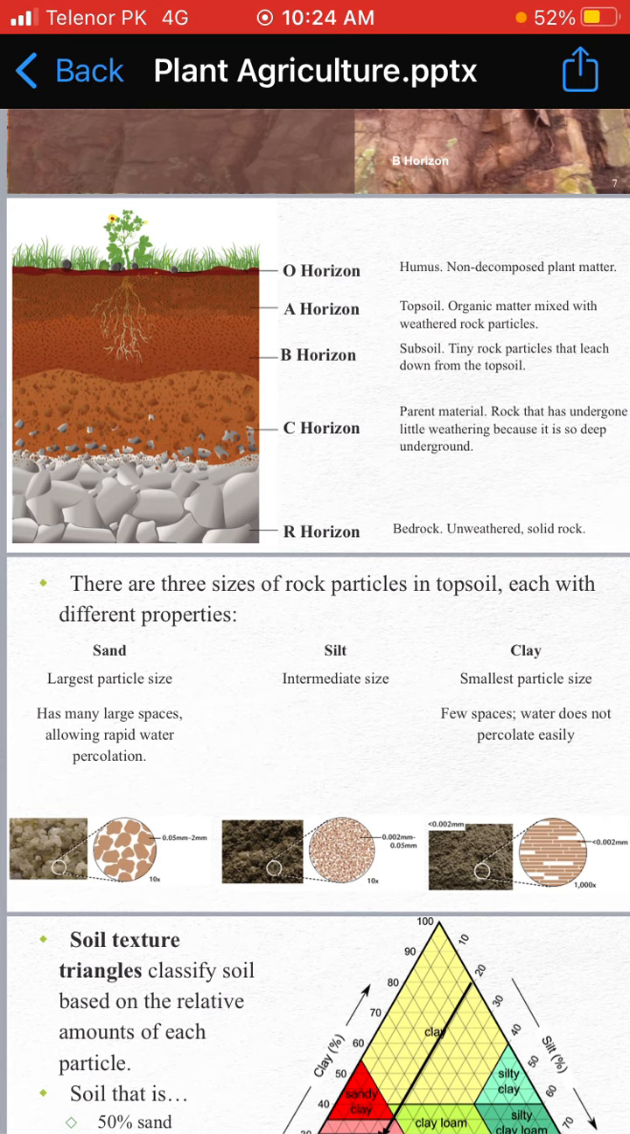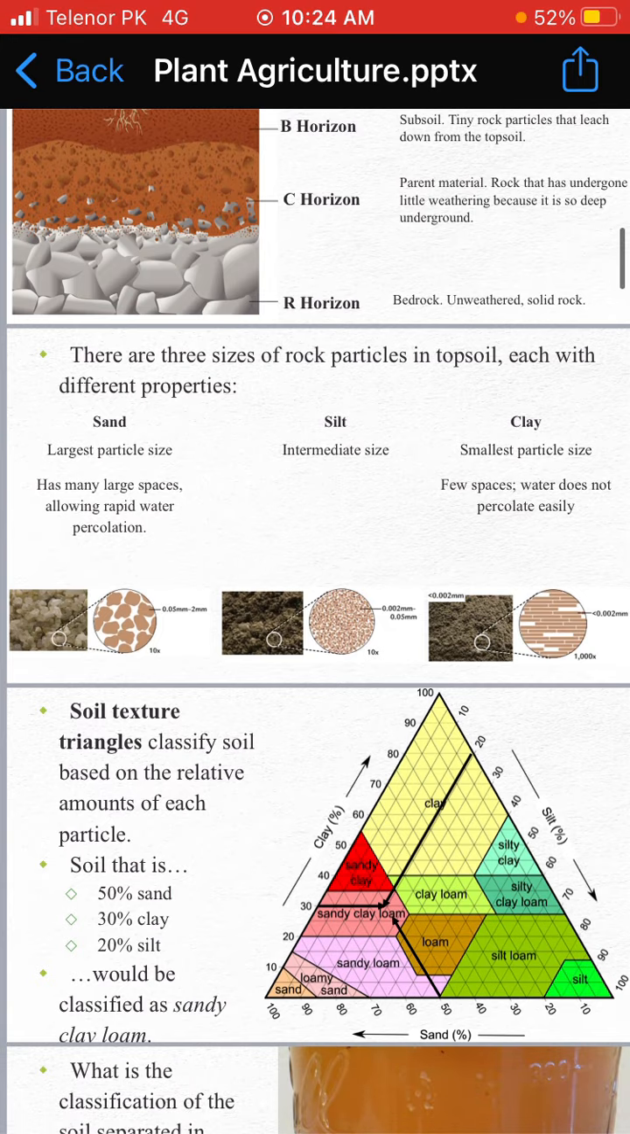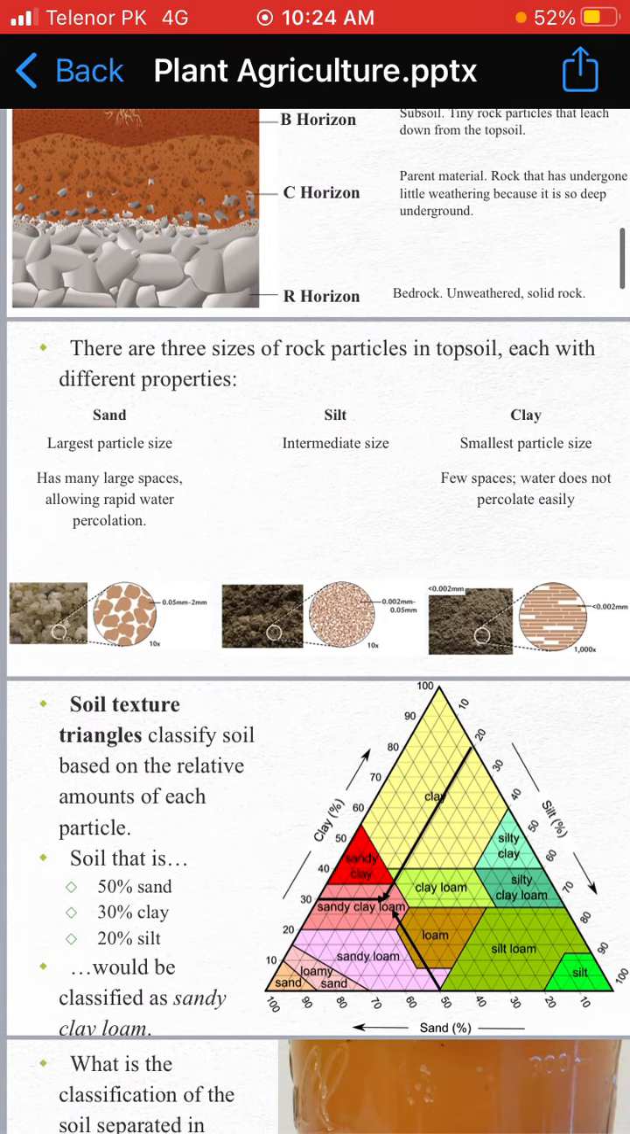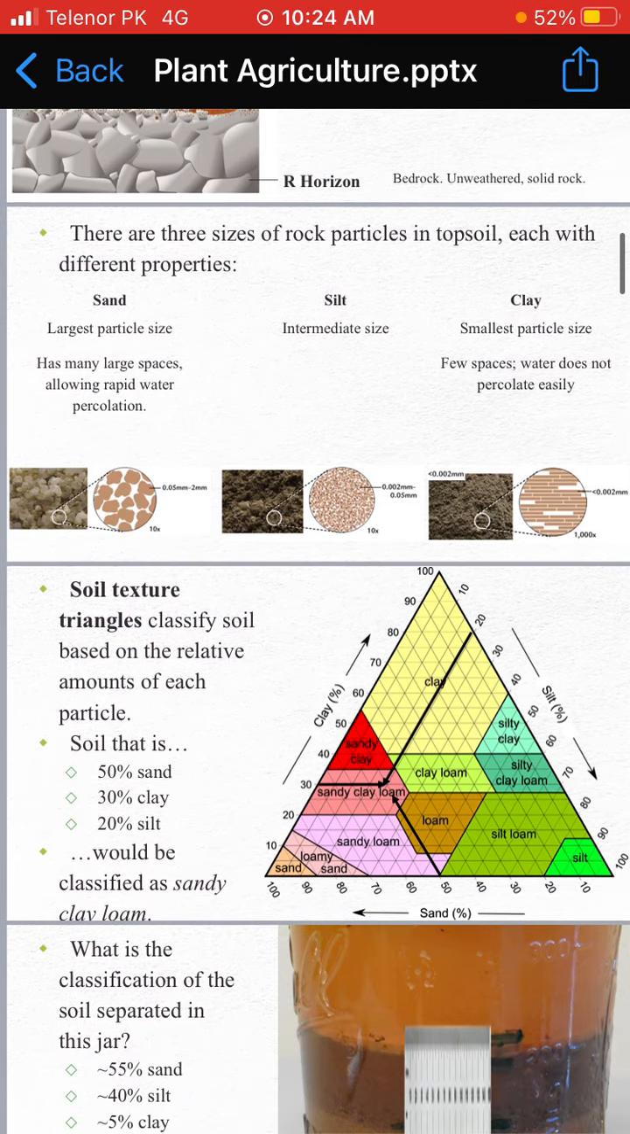There are three sizes of rock particles in topsoil, each with different properties: sand, silt, clay. Sand, the largest particle size, has many large spaces allowing rapid water percolation. Silt is intermediate in size. Clay, the smallest particle size, has few spaces, so water does not percolate easily.